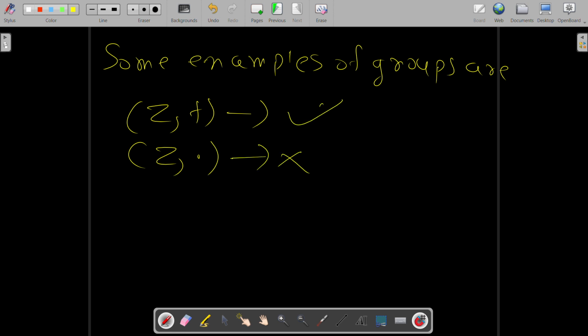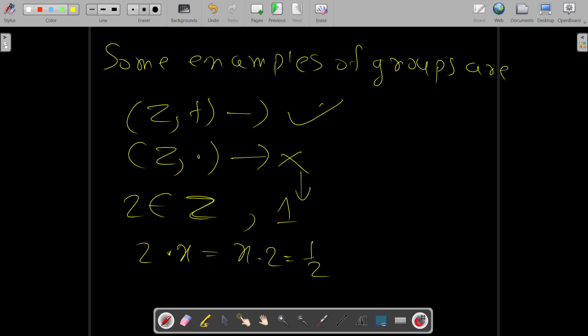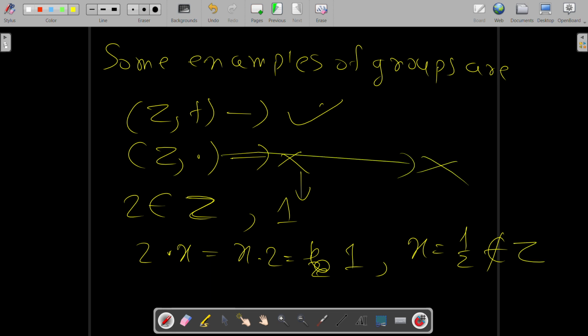Because why? Because for the element, say element 2 belongs to Z, its identity element is clearly 1 under operation multiplication. But there does not exist any element x such that 2x equals x into 2 equals 1. Basically, the value of x would be 1 by 2, that does not belong to Z. So this is not a group.